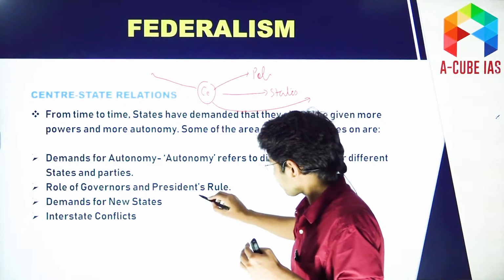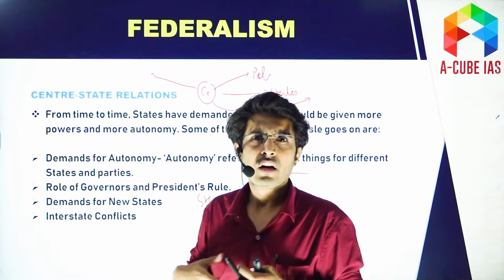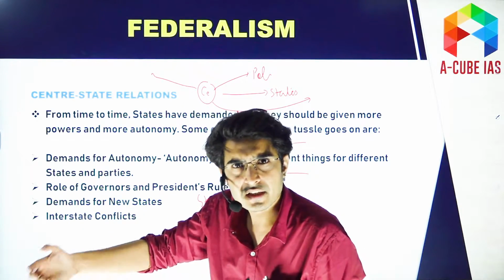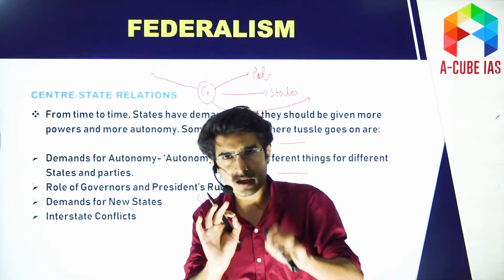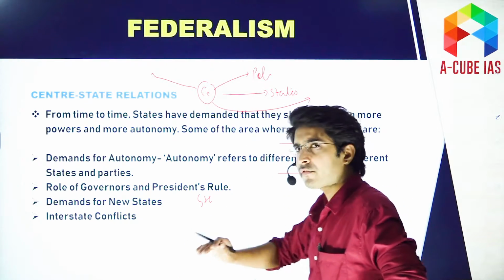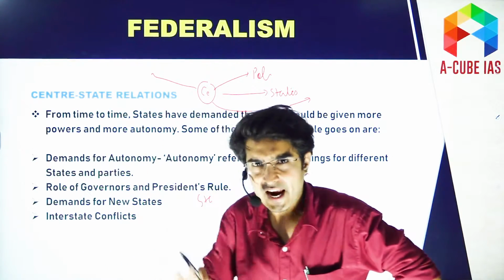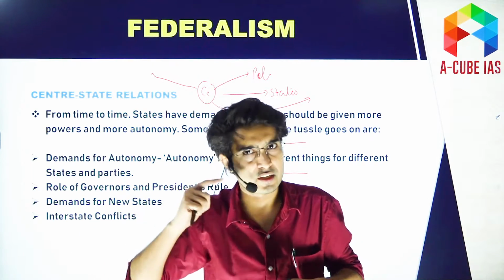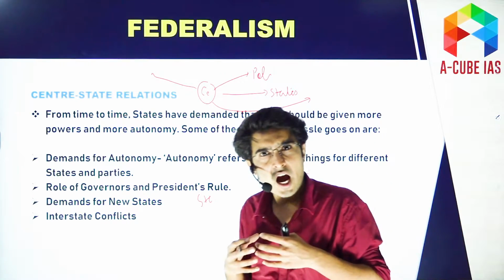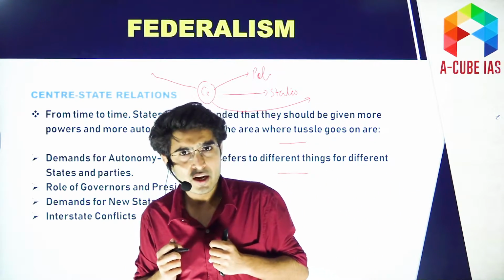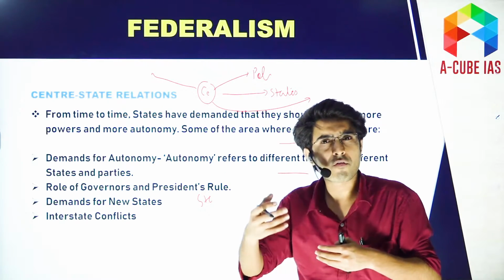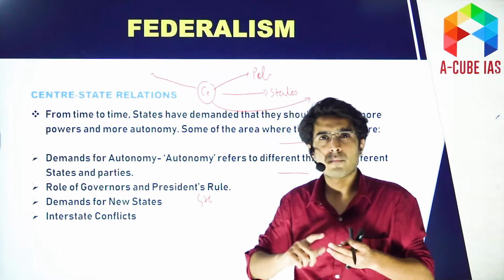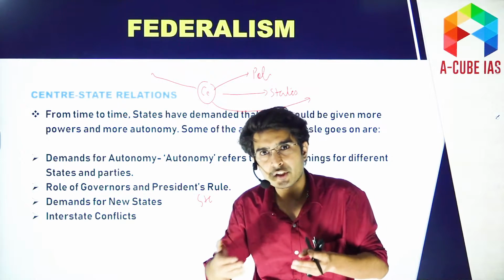Now these states in India, they are asking for greater autonomy. They want more power. They want more subjects under the state list. But you have to understand one thing, that the meaning of autonomy varies from state to state. Some states are asking for greater autonomy in the sense that they want more subjects under the state list. However, some states are asking for financial autonomy. They want independent sources of revenue. They want to have their own sources of revenue. So remember, the meaning of autonomy varies from state to state.